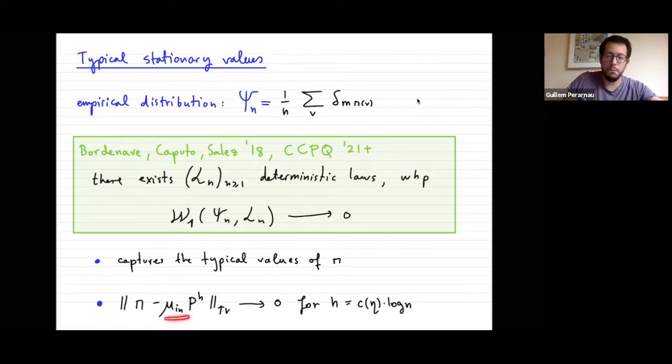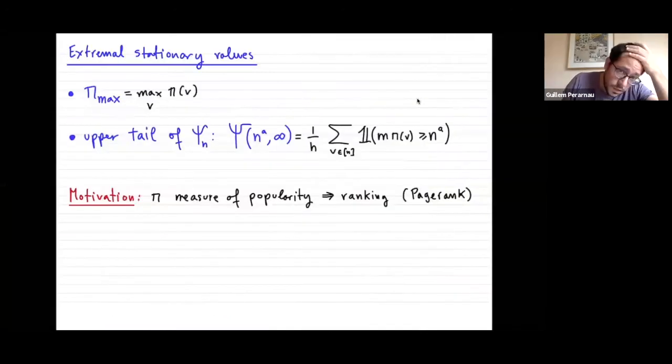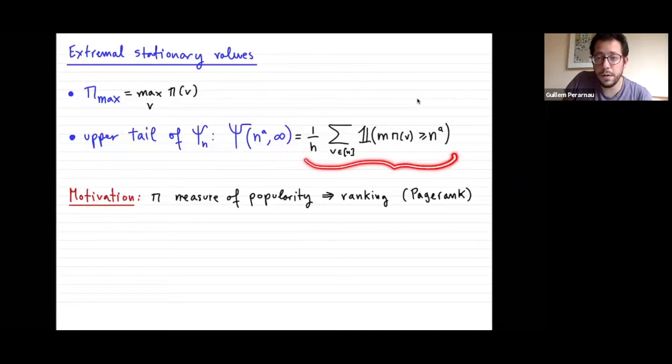They are somehow related to this mu_in. But as I said, we are interested in looking at the extremal values. So what do I mean by extremal values? We're going to be interested in two objects. The first object is what we call the maximum stationary value, pi max, which is just the maximum value of the stationary distribution. And more generally, we're not only interested in the maximal one, but also in the upper tail. Say I give you some point n to the A. I want to know how much mass in my empirical distribution is larger than n to the A. So I'm going to be interested in these two elements.